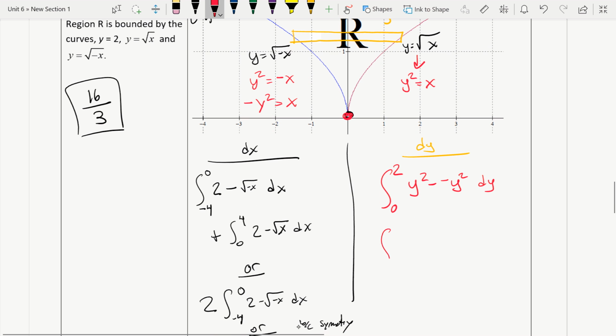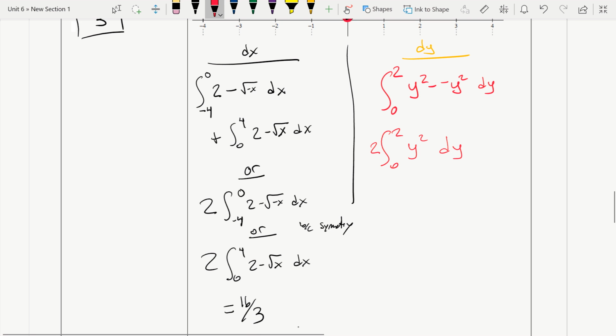That one's the easiest one to solve, right? Because then it's going to be 2 times y cubed over 3 from 0 to 2. Plug in your 2. 2 cubed is 8. 8 times 2 is 16. 16/3. And there you have it. Bounded area. Nice job, guys.